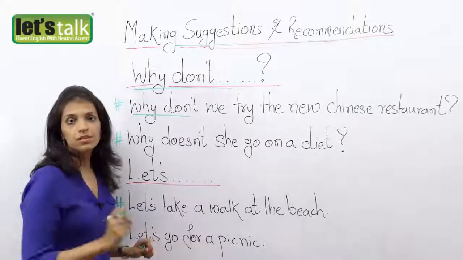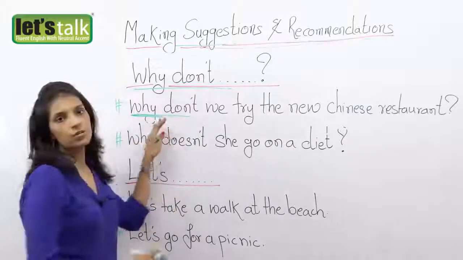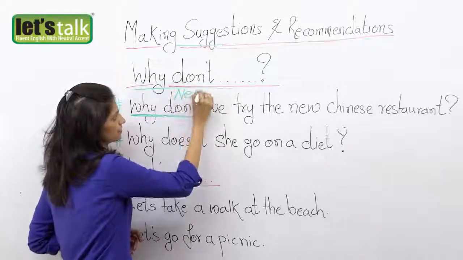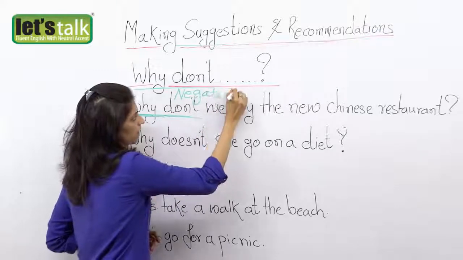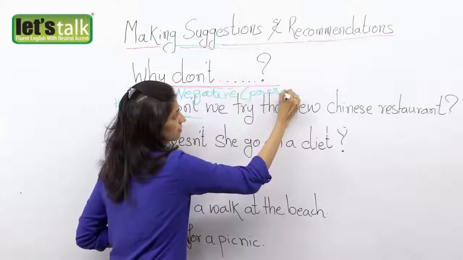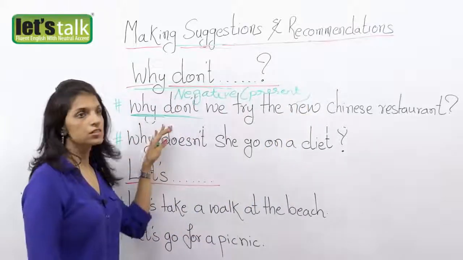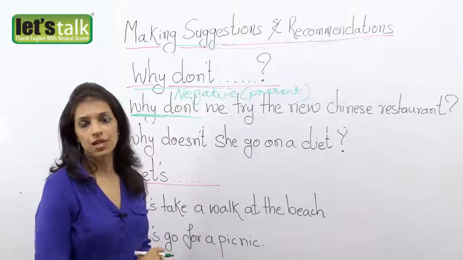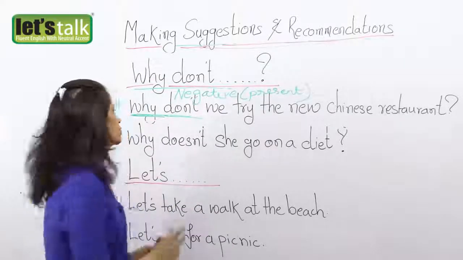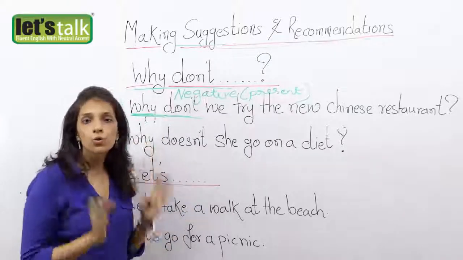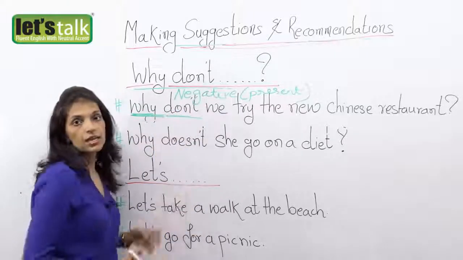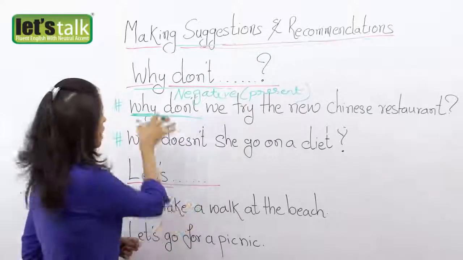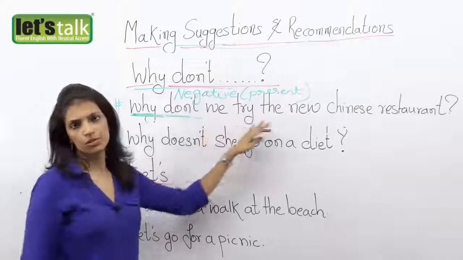Friends, this is very important. When you make a suggestion using why, please remember it is always in the negative and negative present. Okay, you cannot say why didn't we try. That means it's past and you're asking a question, you're not making a suggestion. So whenever you make a suggestion or a recommendation starting with why, remember always it goes in the negative. Unlike how about and what about that we just learned earlier, it does not go in the negative, but with why, after why you always say why don't we try the new Chinese restaurant.